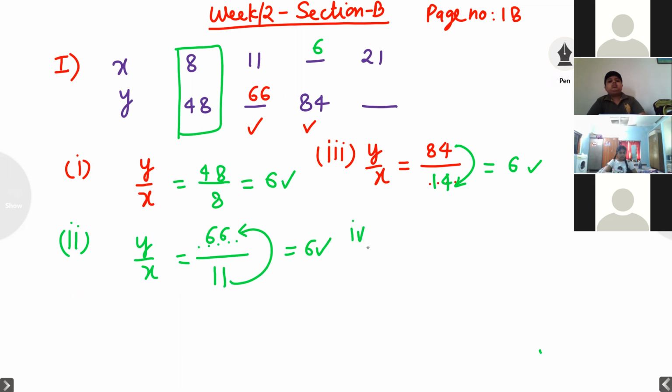Fourth condition, Y by X. Y value he has not given. I want to write dots. X value is 21.